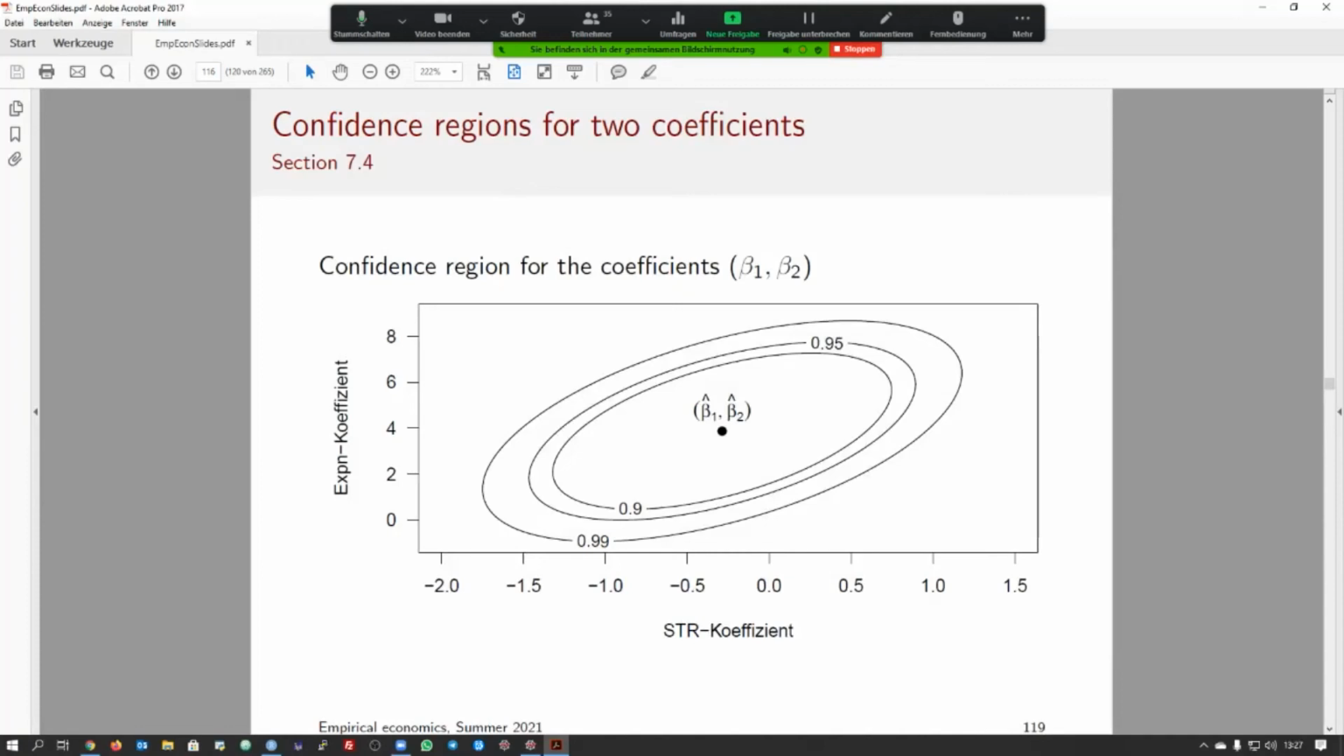And you can see here, of course, an analogy to the confidence intervals we've seen 2 weeks ago: the higher we set our confidence level, so from 0.9 to 0.95 to 0.99, the larger our confidence ellipse gets, as did our confidence intervals 2 weeks ago. Okay, that's it from my side, and I'm giving back to Mr. Treder.